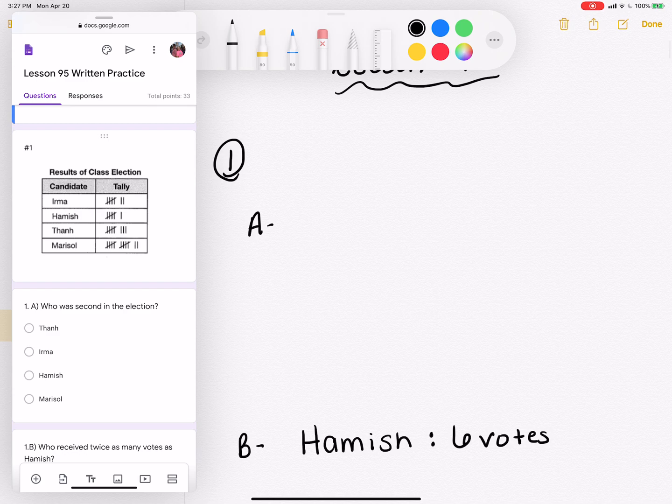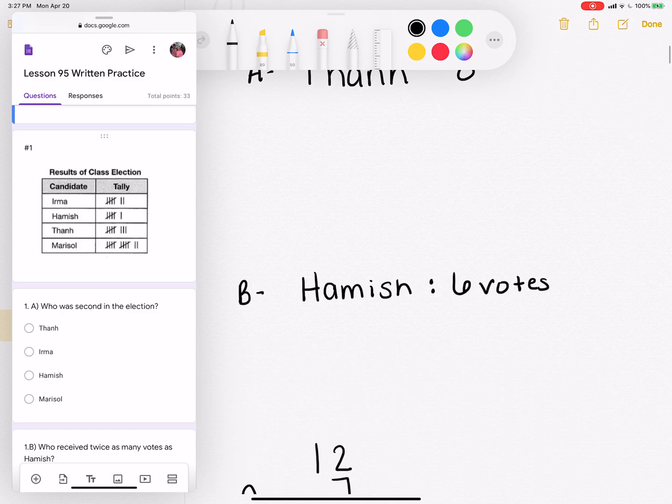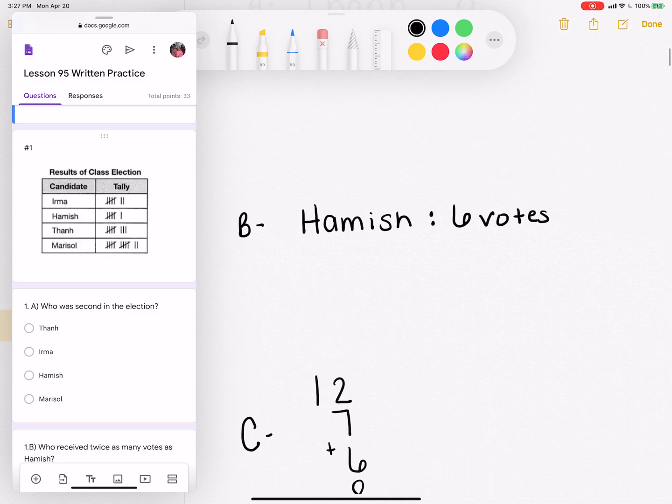And I think that is T-H-A-N-H. I don't know how to say that. He got 8, he or she. B, who received twice as many votes as Hamish? Hamish got 6, so it would be 6 times 2 is 12. Who received 12? Looks like that was Marisol.